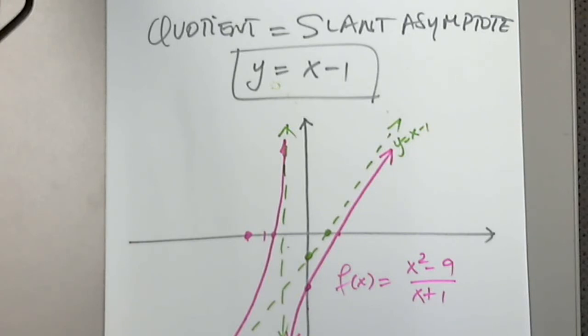In that case, you only need to determine the quotient. The quotient has to be a line. That's the requirement, that the degree of the top is exactly 1 unit higher than the degree of the bottom. If it was a square, though, would it be a parabola? No, you cannot graph that without a calculator. And that will not have a slant asymptote, because the quotient will not be a line.